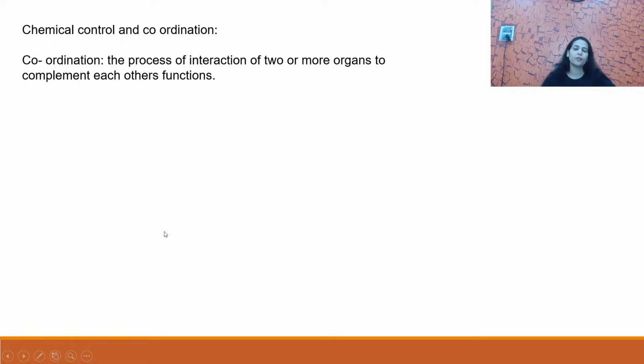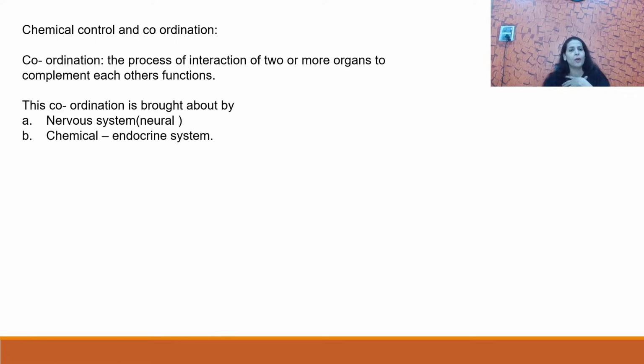All right, so coordination means two or more organs are in sync with each other. They complement each other so that they can function properly. That's the definition of coordination. Now the coordination is brought about in our body in two ways: neural coordination and endocrine coordination.